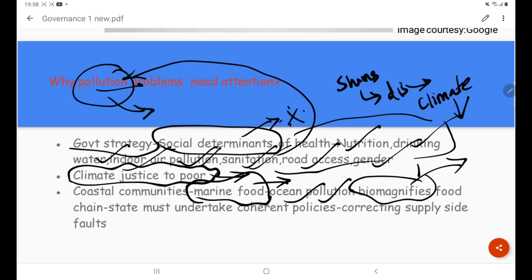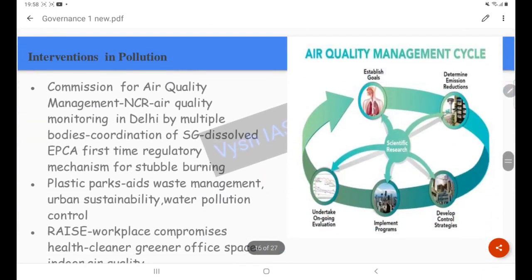So what the state must take is a coherent policy. This is why we need government intervention. How is it linking? Due to pollution, health is impacted. That is how we have to link. So this is like correcting the supply side faults and this requires government intervention. Now what are the interventions taken so far in pollution?